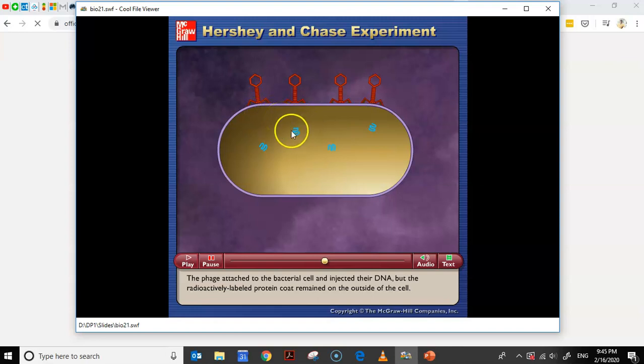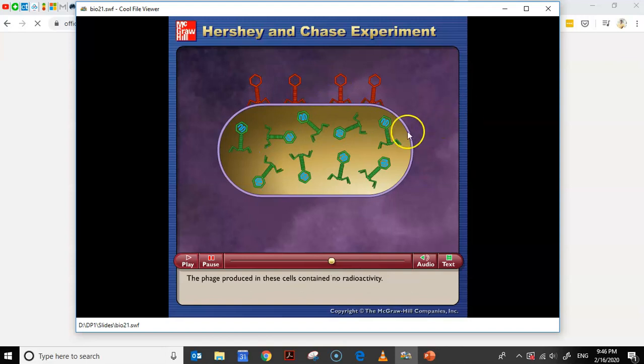You see that only DNA came inside the bacteria, not the protein coat, because they saw that the radioisotope couldn't go inside the bacteria. So the protein coat remained outside and DNA went inside. So this was the first step to say that the phage sends the DNA inside the bacteria, not the protein.